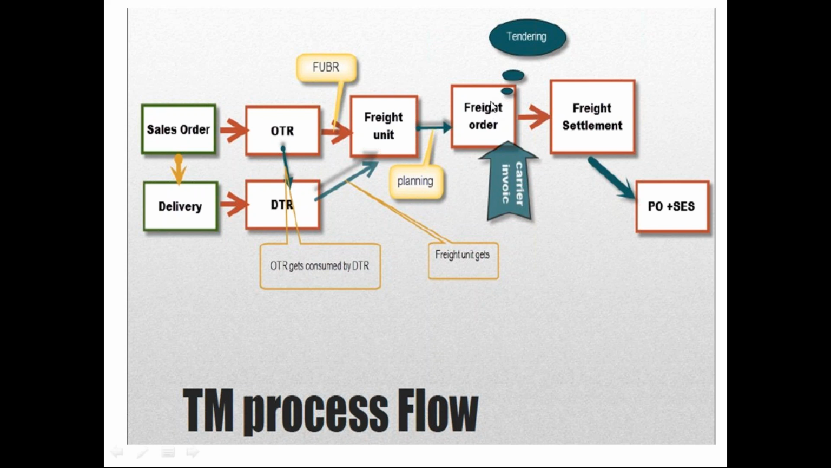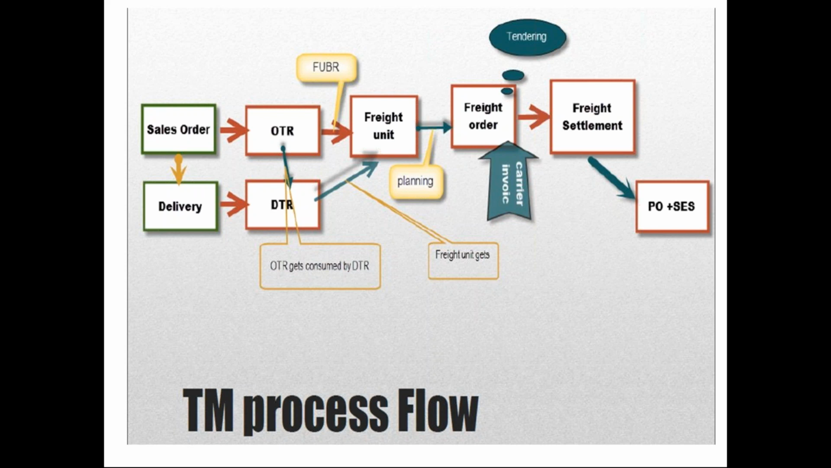The freight order is the document which is useful for subcontracting to a carrier, and then the freight settlement document will be created in the TM system. The settlement document is nothing but an invoice we are going to create. So this is your normal TM flow, a high level TM flow. We are going to see all these flows, but now our main focus is on the master data.